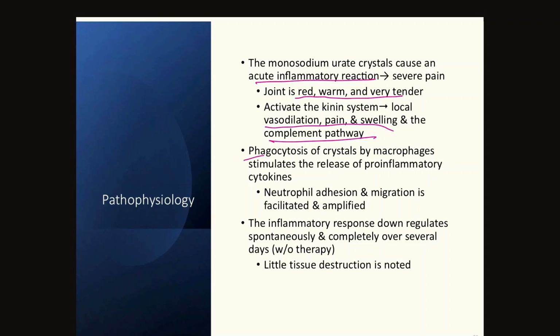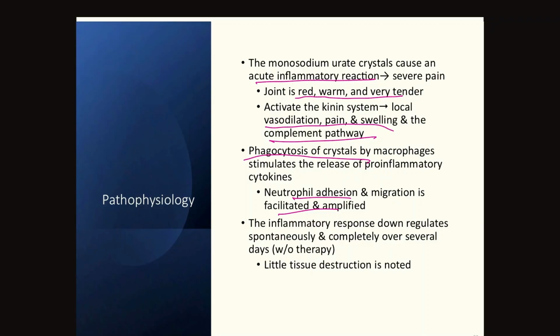Then we get phagocytosis of the crystals by macrophages. So we have to get rid of the crystal, so macrophages are the ones that eat all the debris, and their job is to get rid of it. So we get neutrophil adhesion, and migration is facilitated and amplified. So neutrophils get to the area to try and break it down and digest it and get those crystals out.